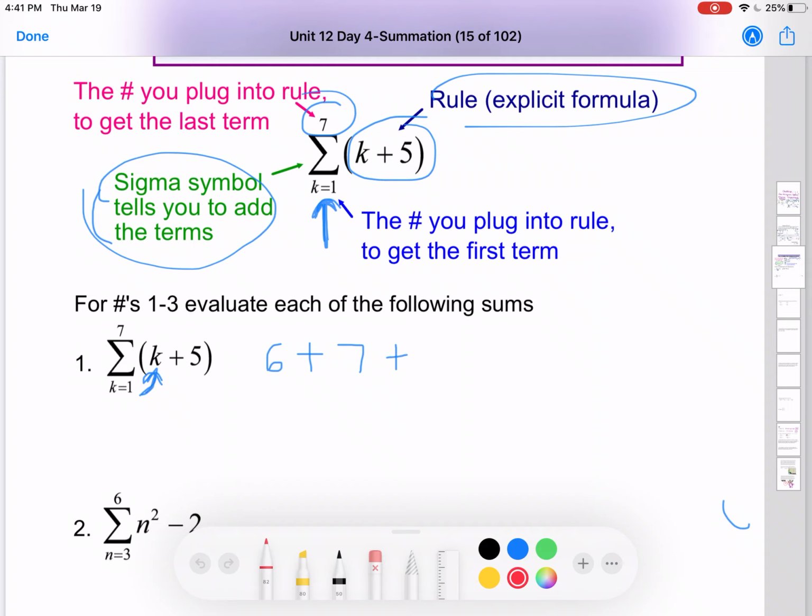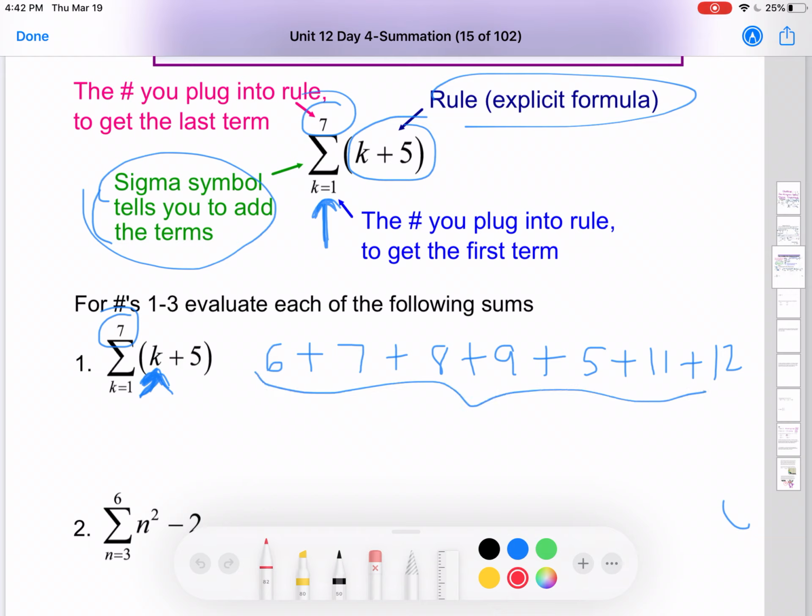Now I'll put the number 3 in for k. 3 plus 5 is 8. Now I'll put in the number 4. Then I'll put in the number 5. I'll put in the number 6. And then I'll put in the number 7. Now I'll stop with plugging in the number 7 because that tells me the last number to plug in. Add all these up in your calculator. That's what the symbol sigma tells me to do. Add the numbers in the sequence, and you get 63.